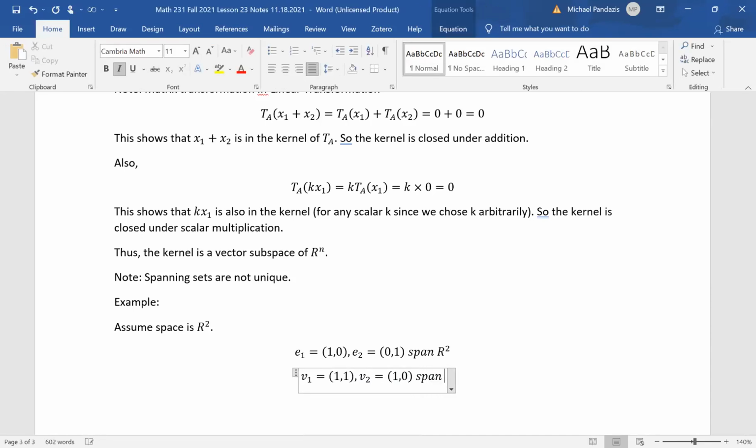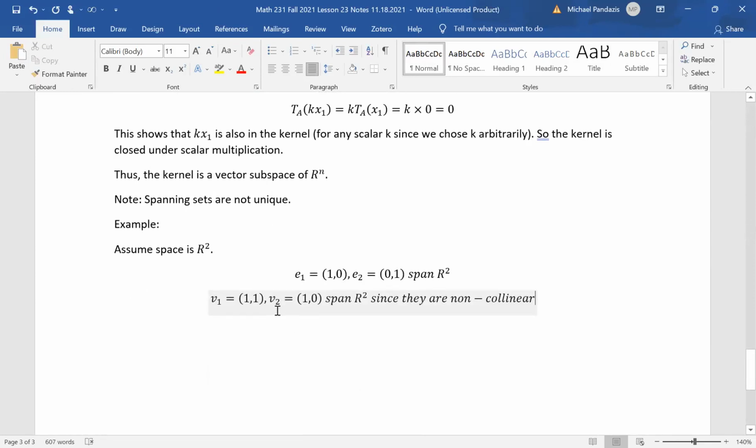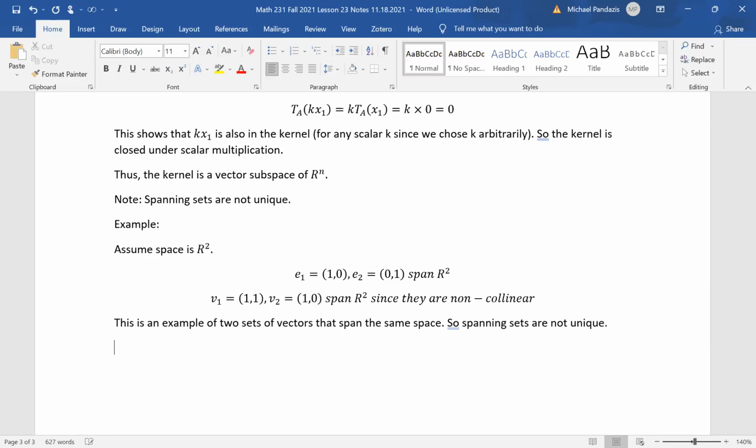So they span R2 since they are non-collinear. Okay, V1 and V2 cannot be put on the same line. So since they can't be put on the same line, and we're talking about R2, those two also span R2. So this is an example of two sets of vectors that span the same space. So spanning sets are not unique. Okay, so I gave an example where spanning sets are not unique.